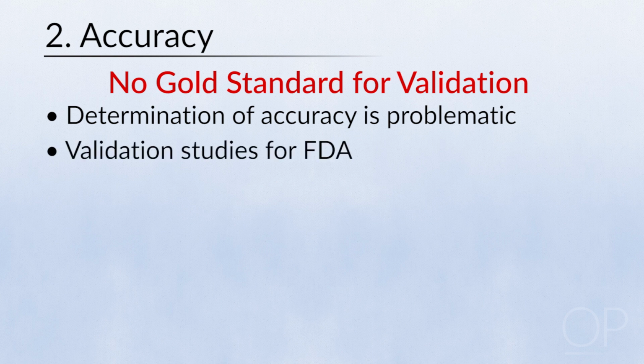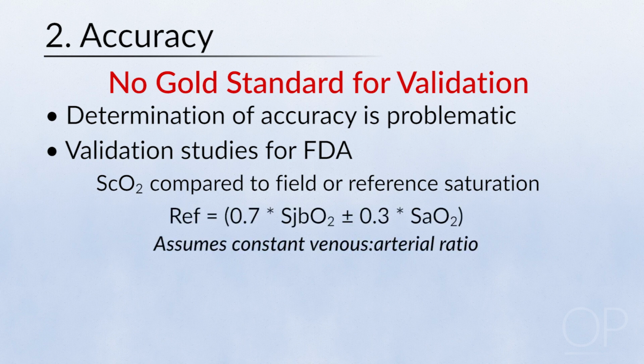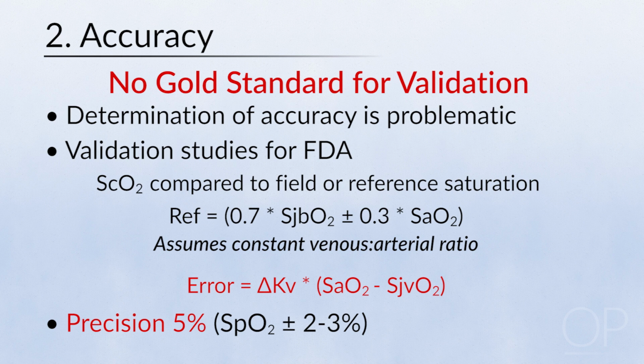Validation studies for the FDA have been performed by comparing the cerebral oxygen saturation measured by near-infrared spectroscopy with the field or reference saturation. And depending on the manufacturer, the reference saturation is determined by a combination of the jugular bulb oxygen saturation and the arterial oxygen saturation, most commonly in a ratio of 70:30 or 75:25. Now we know that these compartment sizes and ratios are not constant, so that with changes in compartment size, you do get an error in the measurements. The precision of cerebral oximeters is approximately 5%. This compares with pulse oximeters, which have a precision of about 2%.